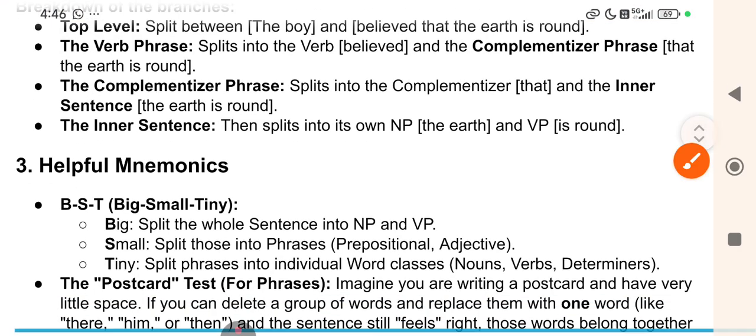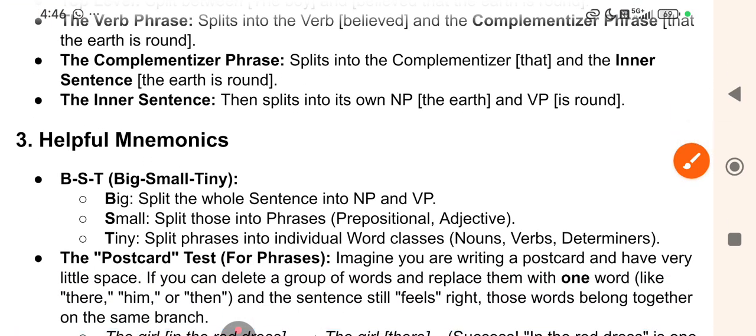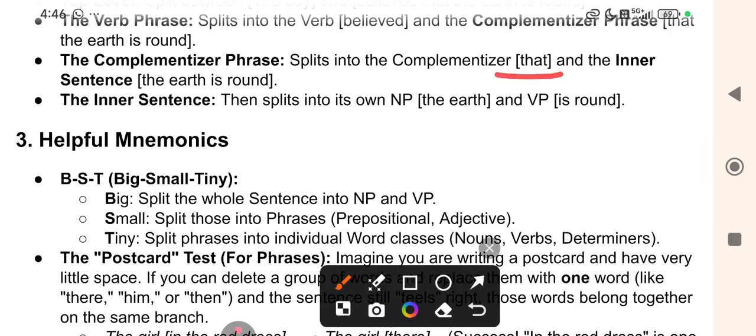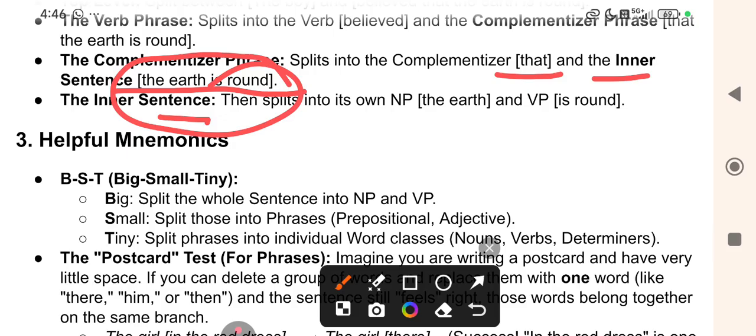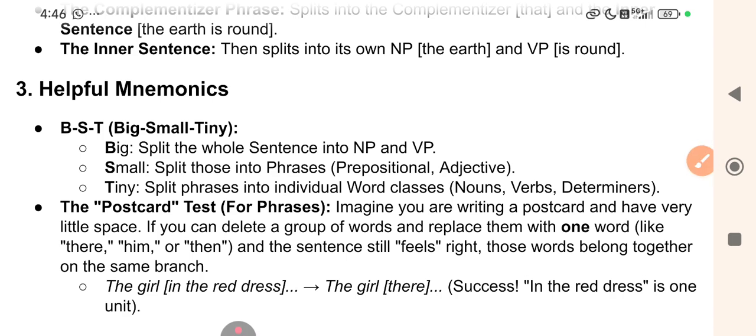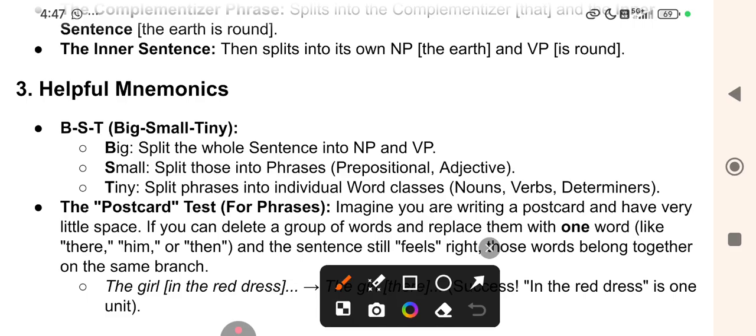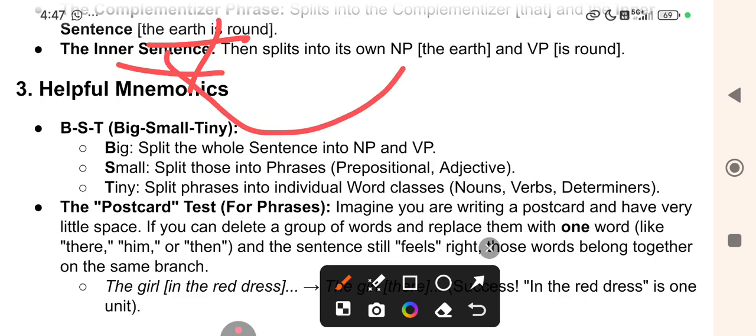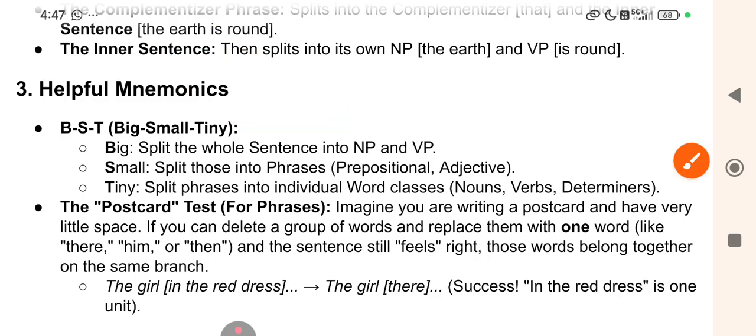Now in the third level, the complementizer phrase splits into the complementizer. What's the complementizer? That. And the inner sentence, the earth is round, that's a complete sentence. So that is called the inner sentence. Then we have to split it into its own noun phrase and verb phrase, because that's one independent sentence. The earth is round. The earth is a noun phrase and is round is a verb phrase. So this way we can remember.